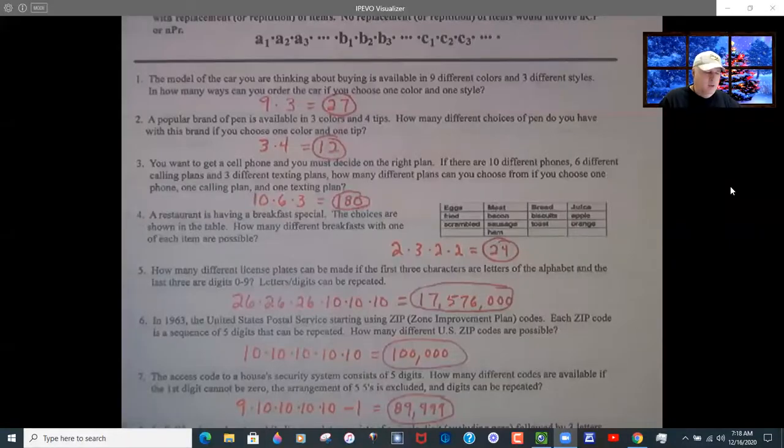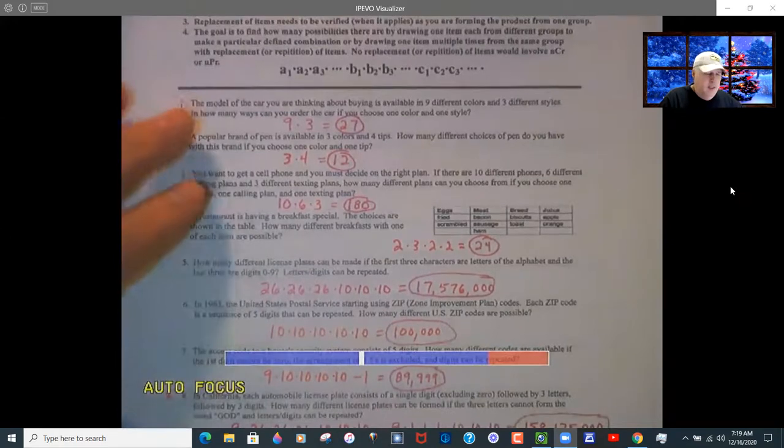This is the multiplication counting tools assignment, or just counting tools is the best way to describe it. We made it optional, and I'm going to tell you that as far as counting tools go, the first page is really all you need, the multiplication counting principle. Study this and you'll have what you need, do these problems.